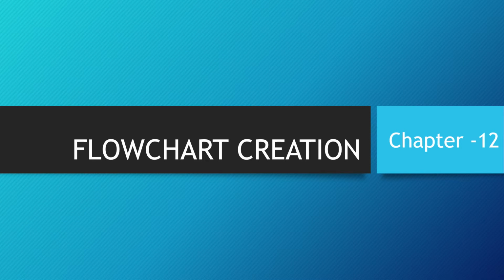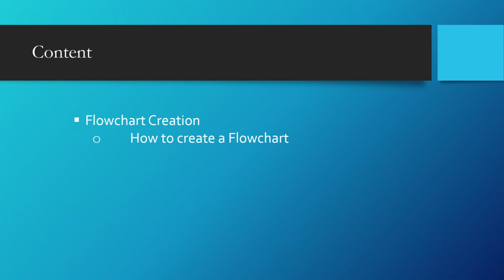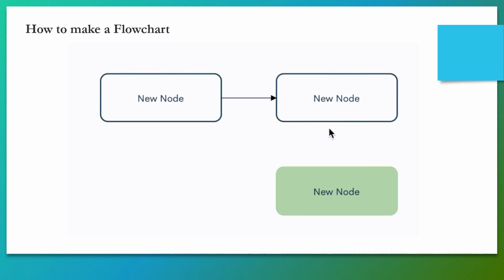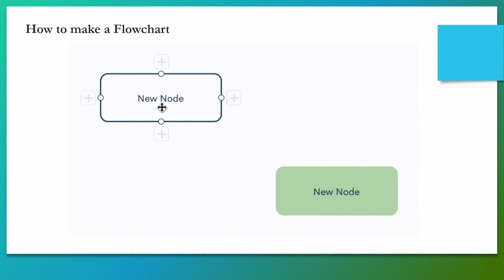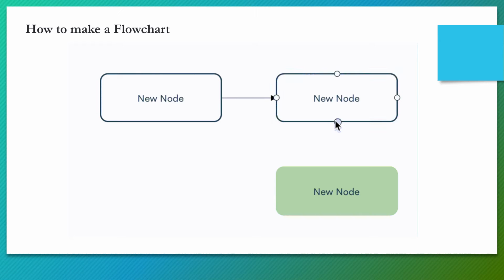Today our chapter 12 is about flowchart creation. Here is what we are covering in this chapter. Flowchart creation: how to create a flowchart and what are the rules to create a flowchart. How to make a flowchart. Here one process or block is connected to another block through flow lines.